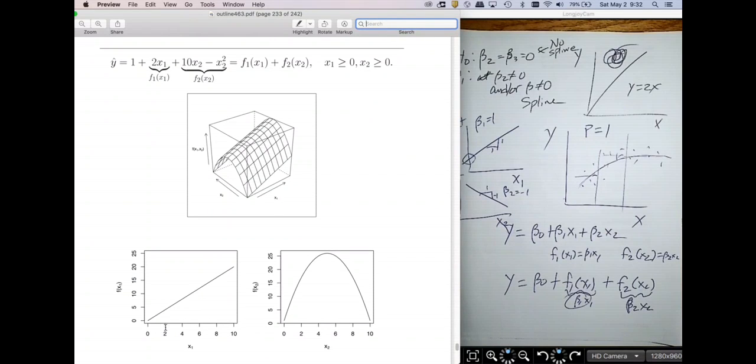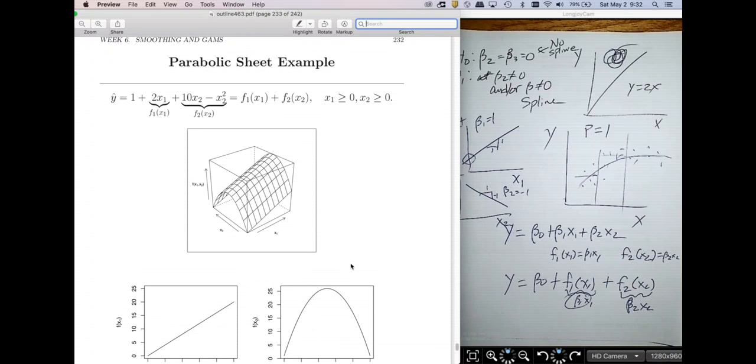So for every 1 unit change in x1, y goes up by 2. And then here's the effect of x2 on y. It's just an inverted U-shaped parabola. So it's an upside down U, what we called it back in the first couple weeks. All right, well, what does this look like if I did a wireframe plot? And so here's a wireframe plot, and this is what the function looks like.